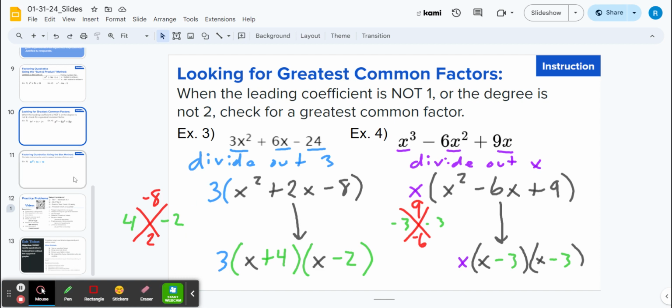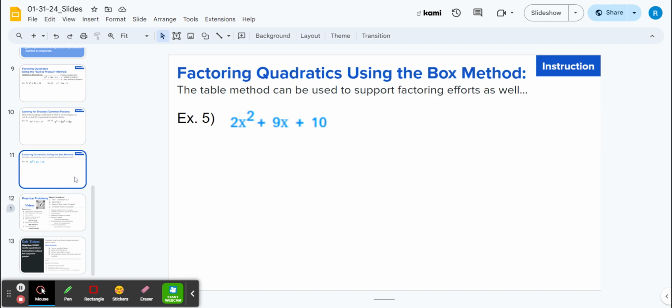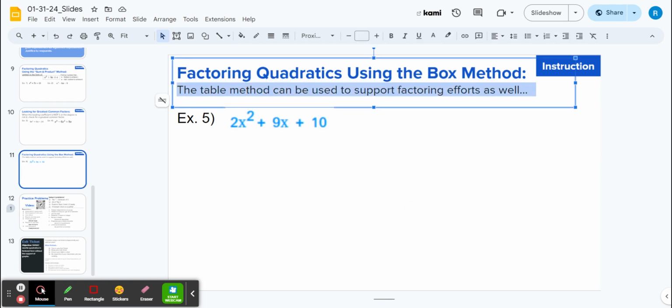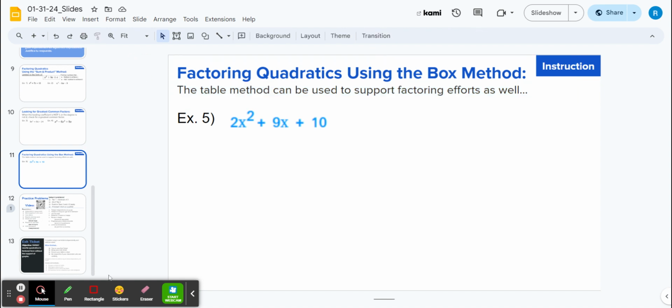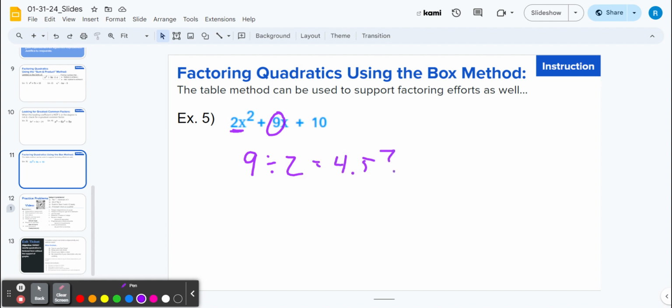All right, lastly, some of you are definitely able to push yourself to this type of work. If we run into something that really doesn't work, the table method can be used to support our factoring efforts, and it's a lot more guess and check. So if you look here, we don't fit that form, so we can't use this sum and product puzzle, but we also can't divide out that 2, right? Notice how this 9 does not divide by 2 evenly. So that's not going to work for us.